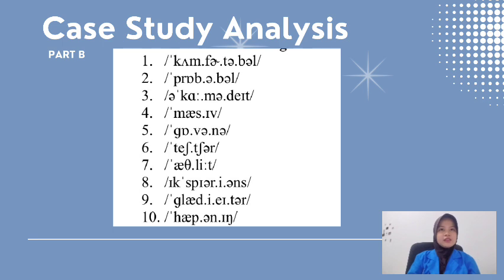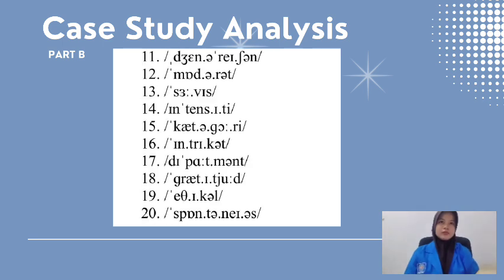Number nine, gladiator. Number 10, happening. Number 11, generation. 12, moderate. 13, service. 14, intensity. 15, category. 16, intricate. 17, department. 18, gratitude. 19, ethical. 20, spontaneous. Now, let's move to part C.